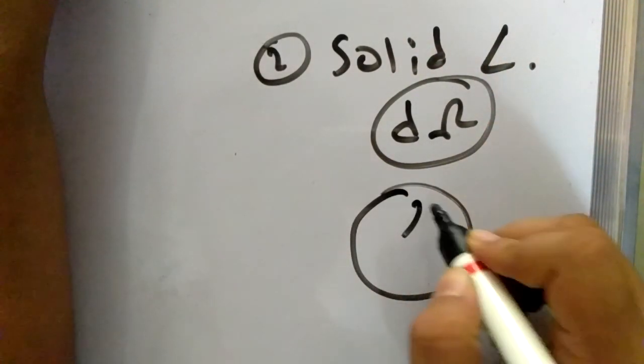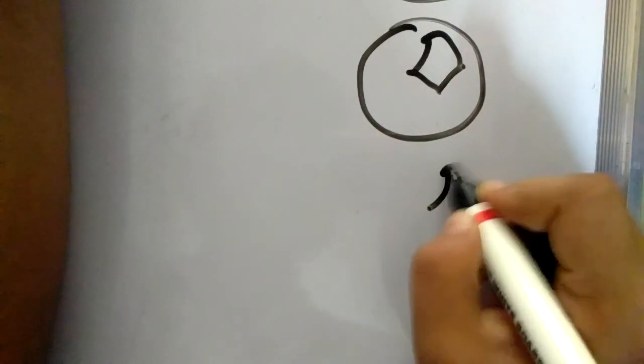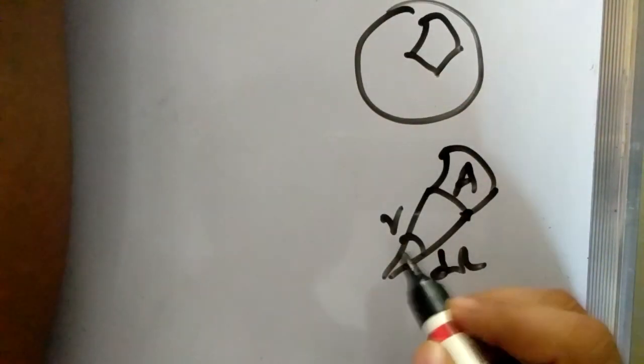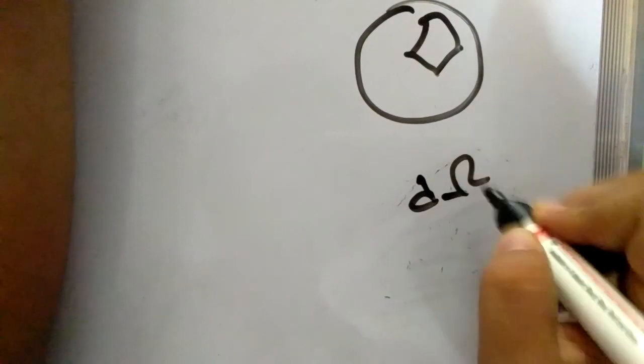If I cut an area like this and separate it from the sphere, so this is your area A, and this is R, and this is the solid angle. So this 3D angle, three-dimensional angle, is solid angle. It is denoted like this: d of omega. This is the omega sign, but we call it a solid angle.